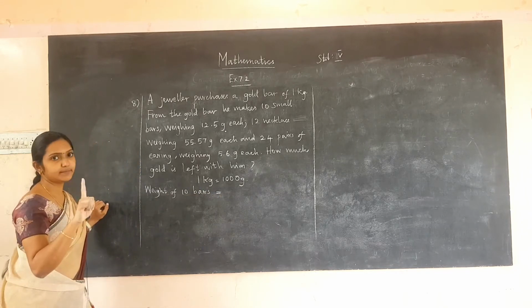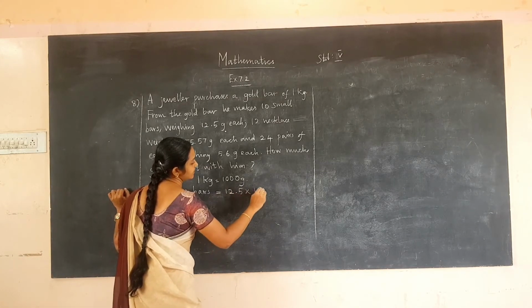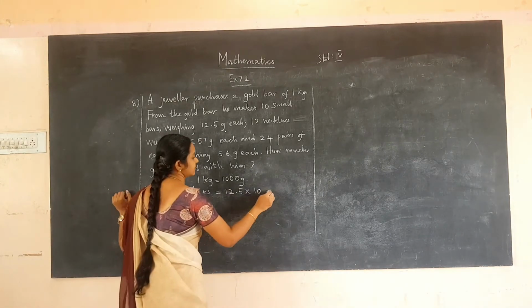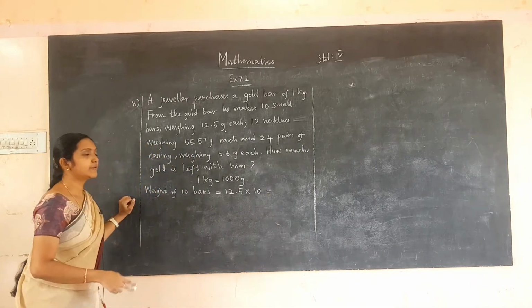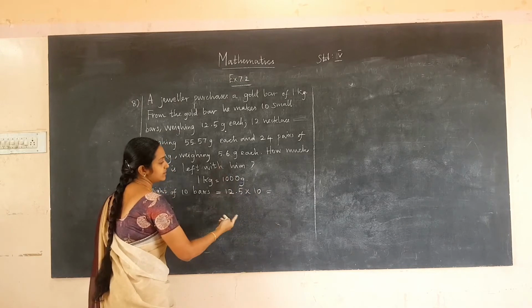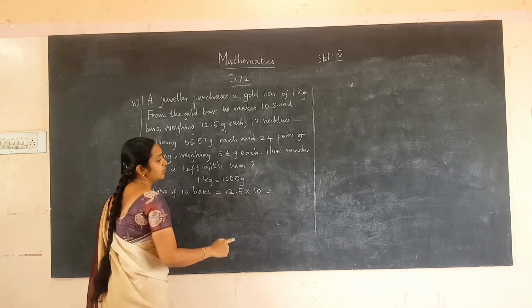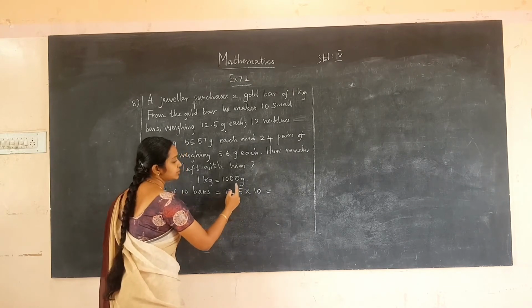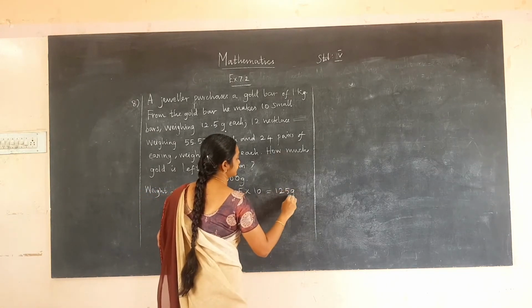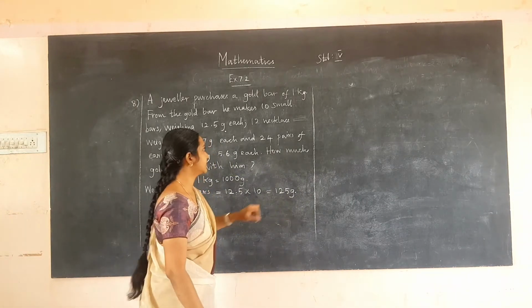Weight of 1 bar is given as 12.5. So weight of 10 bars means we have to multiply 12.5 into 10. If we multiply a decimal with 10, then we have to find how many zeros are there. Here we are having 1 0. So we have to move the decimal point to the right one place. So it is 125 grams. So weight of 10 bars is equal to 125 grams.